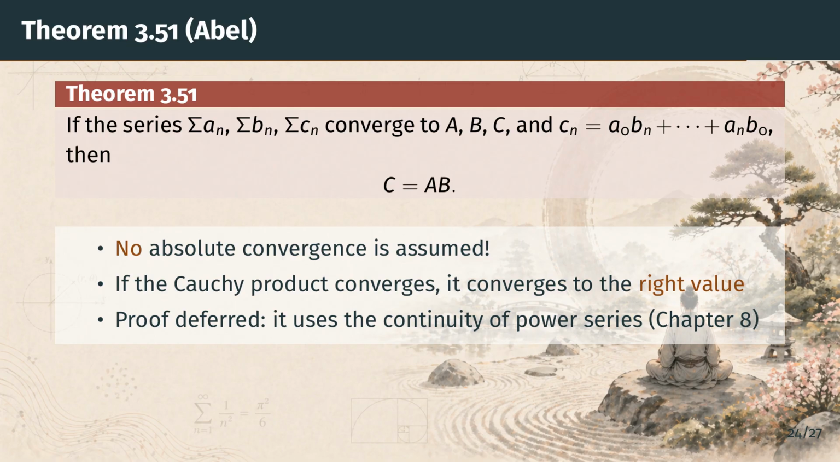Here's the last result of the section, due to Abel. Suppose all three series converge, the two factors with sums A and B, and their Cauchy product with sum C. Then C must equal A times B. Look at the bullets below the box. First, no assumption of absolute convergence is made anywhere. Second, this answers the remaining question. The Cauchy product of two convergent series might diverge, as we saw. But if it happens to converge, it cannot converge to the wrong value.